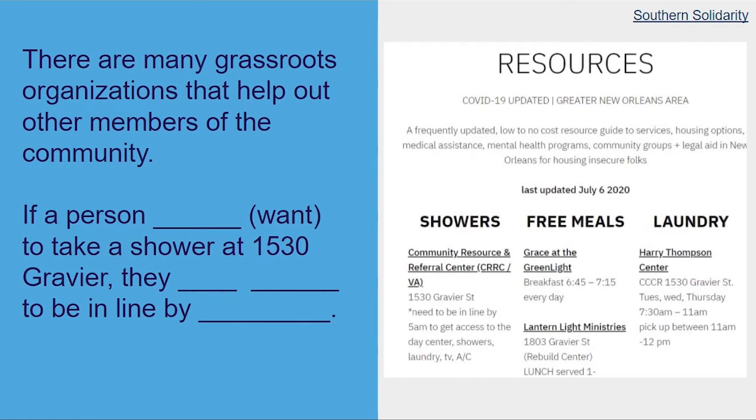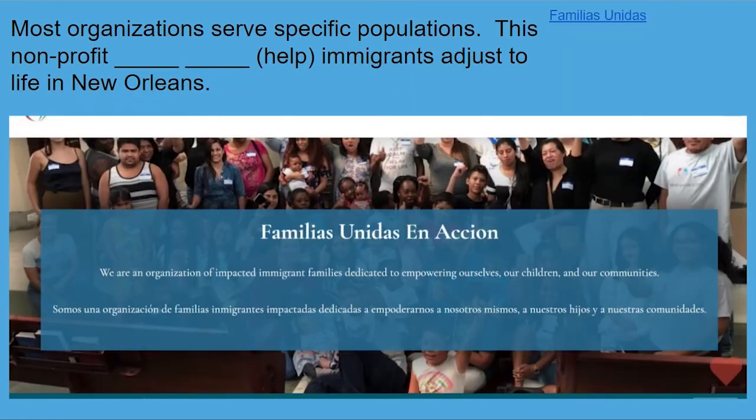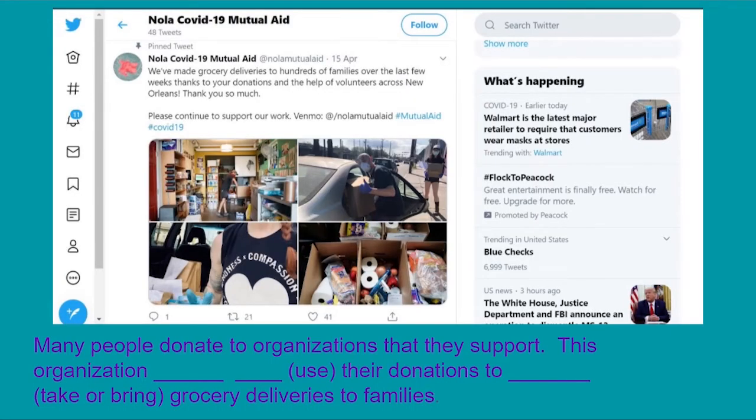We have some resources for people that are in between houses. We have Families Unidas, which I think a lot of students are members of, which is an organization to help immigrants adjust to life in New Orleans. We have NOLA COVID-19 Mutual Aid, which is an organization you can check out that tells you all the different resources that are available in the city. All right, so look at those resources, check out their websites to read more in English and practice your English and fill in these sentences, and we'll move on to the next part of our lesson.